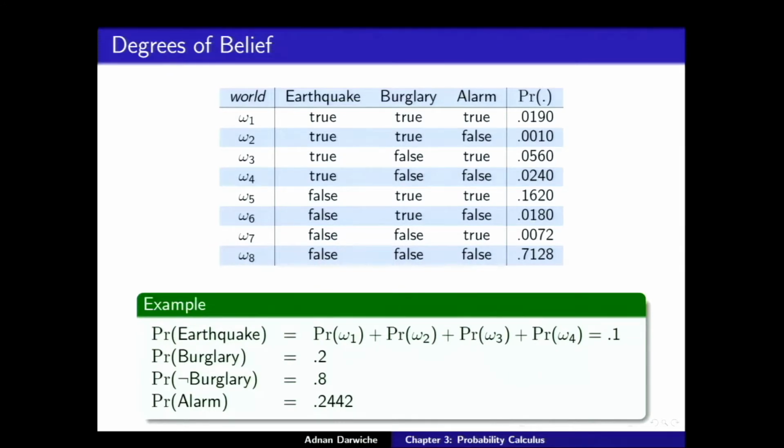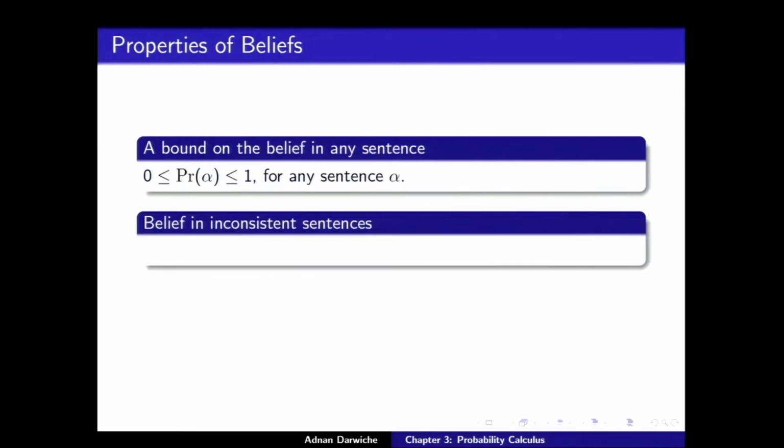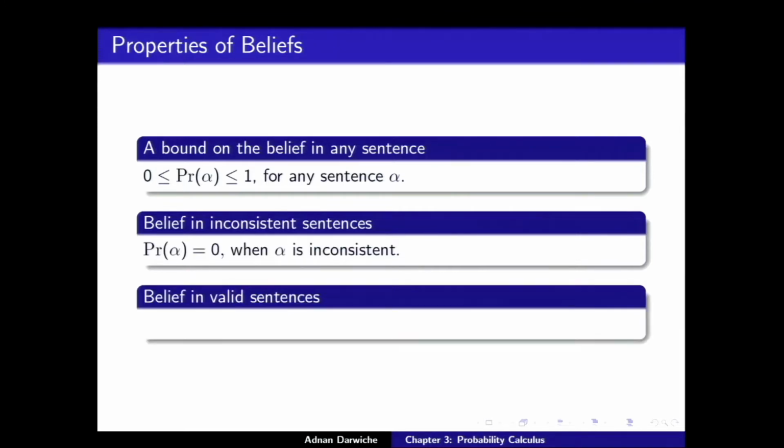All right, so you immediately get a number of properties based on this. You get a bound on the belief of any sentence. It follows immediately that even though the probability of a world was between 0 and 1, since they added up to 1, the probability of any sentence is between 0 and 1. And what's the probability of an inconsistent sentence? It would be 0, because the sum would be over an empty set. And then remember what a valid sentence was. It would be 1, because a valid sentence is true at every world, so we're adding all of them, and then you get a 1.